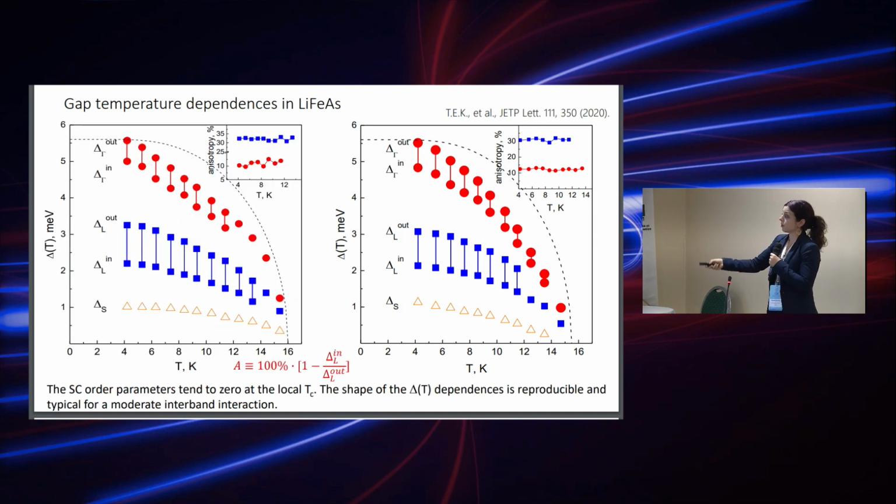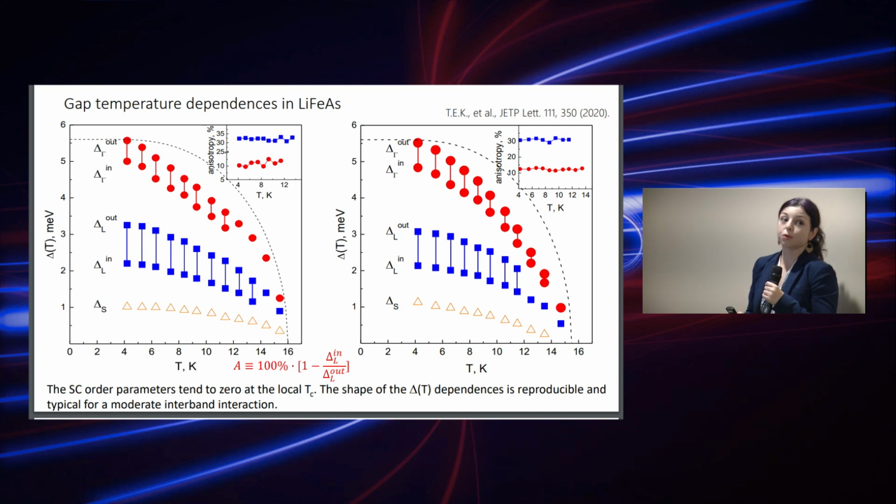Here are similar data for another SNS junction, thus showing the reproducibility of the data. Reproducible are the gap values, their characteristic ratios, the temperature behavior of anisotropy, which is almost independent of temperature, and the shape of the temperature dependencies. All the curves pass below the single band BCS-like curves, and in general the shape is typical for a moderate interband interaction as compared with intraband interaction.